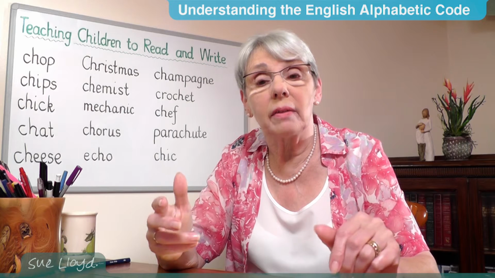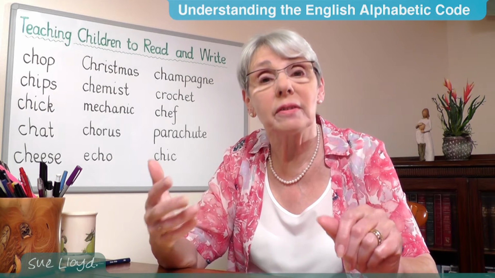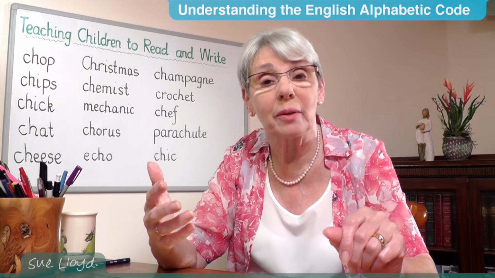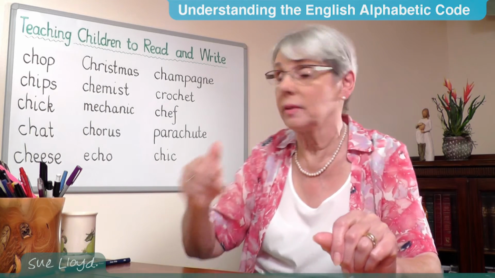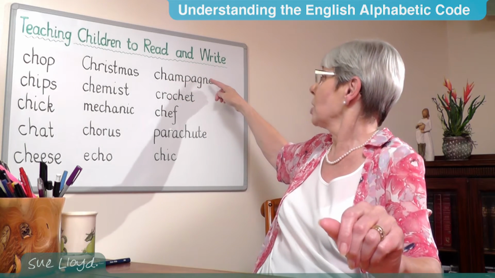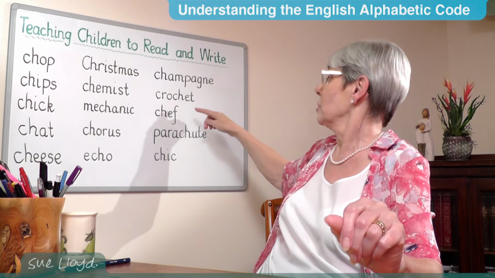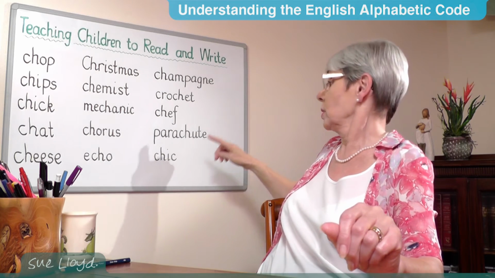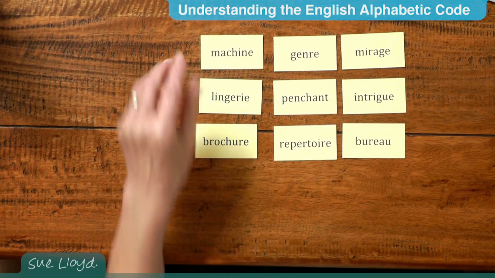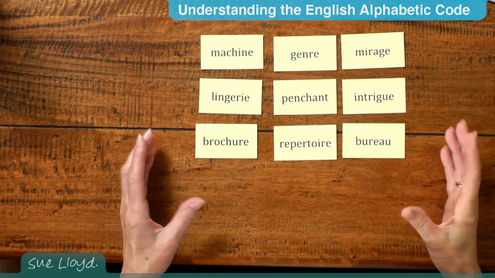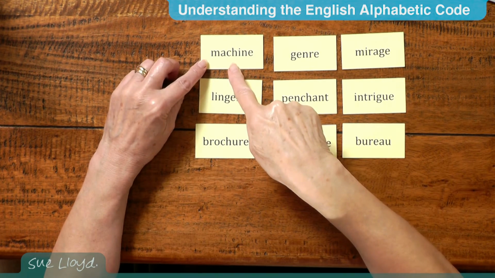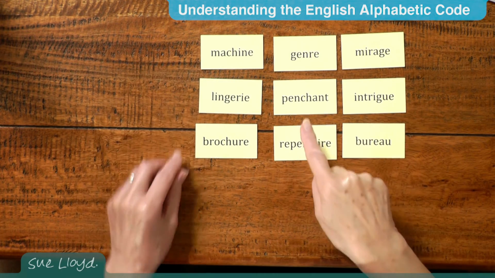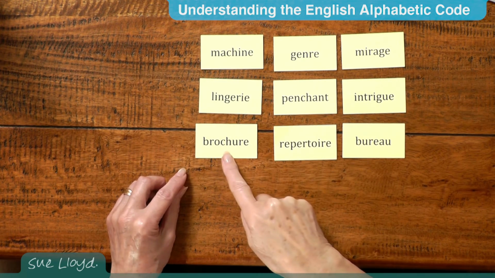Now, after that, the children progress to learning the ch can have a sh sound, which is the French influence. And here we have champagne, crochet, chef, parachute and chic. And it also comes in these words that we've looked at before. Look, machine, there's a ch with the sh. And here we've got penchant and another one, brochure.